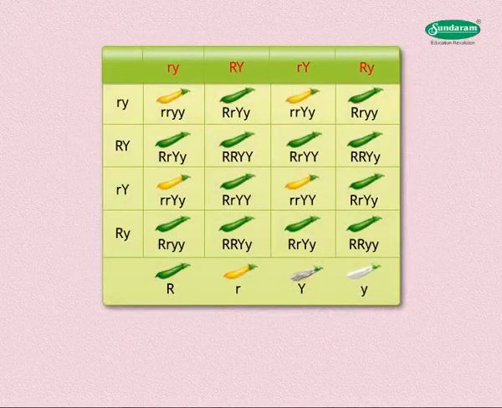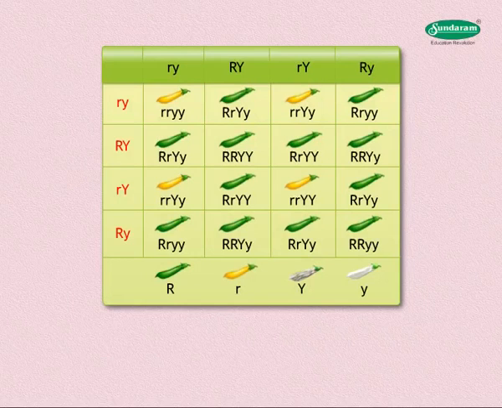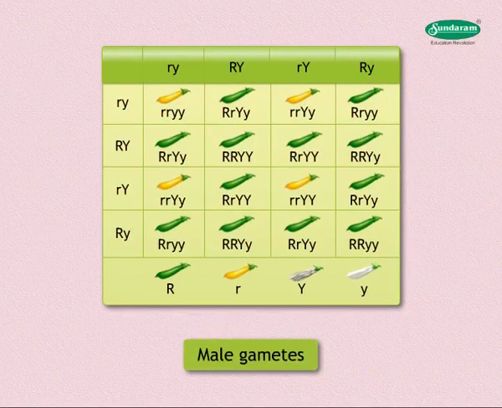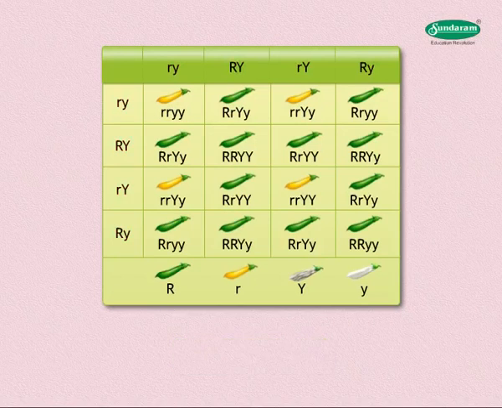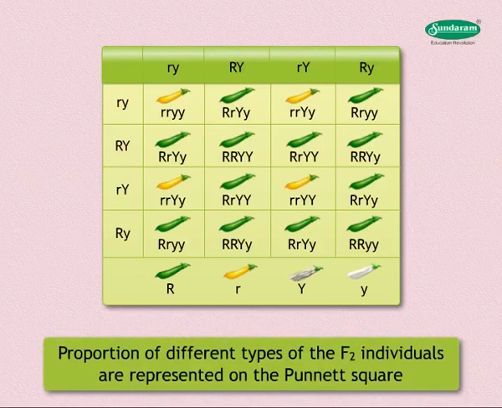The four types of male gametes and the four types of female gametes give rise to 16 mating combinations, which are shown in the Punnett square or checkerboard diagram. The male gametes are arranged on the top of the board and the female gametes on the side. It should be noted that the proportions of different types of F2 individuals are represented on the Punnett square and not their actual numbers.